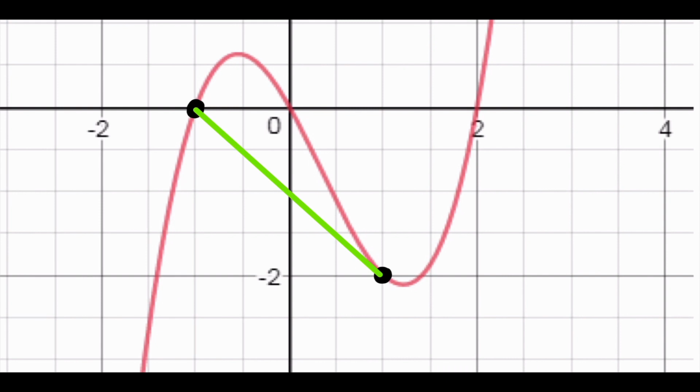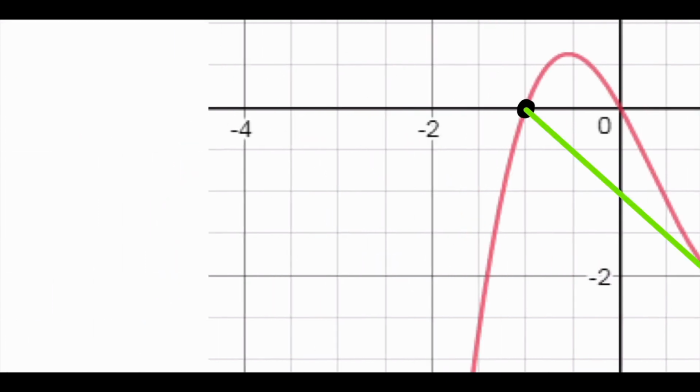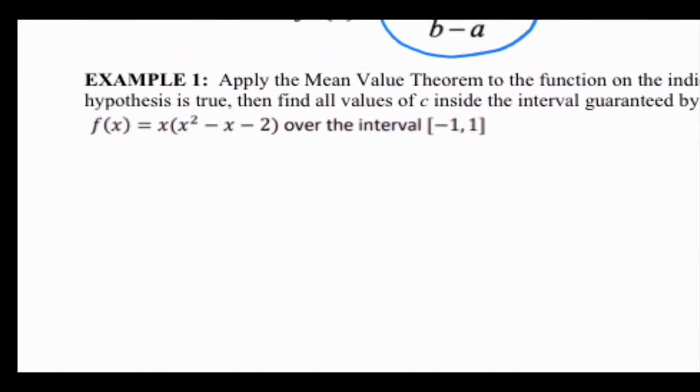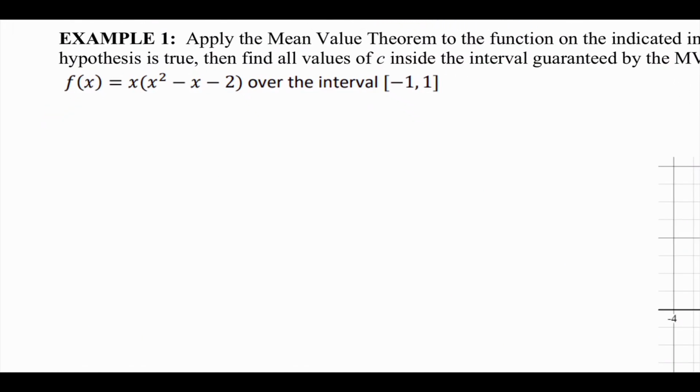Now, 99.9% of the time, they won't give you a picture. So let's pretend that picture doesn't exist. Let's pretend that we only have this info here. How would we find slope from black dot to black dot without the picture? Not the derivative. We don't need to use the derivative. Average rate of change.